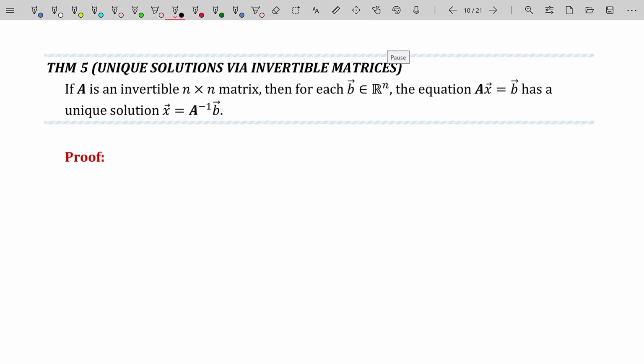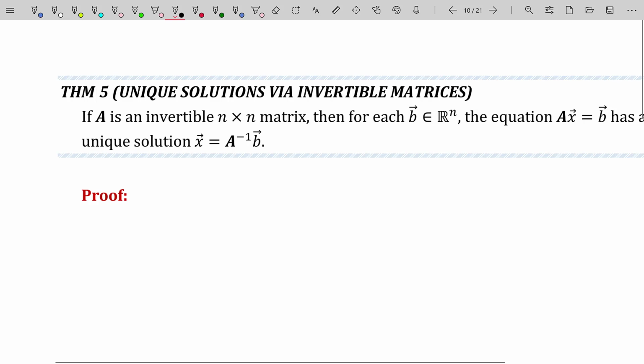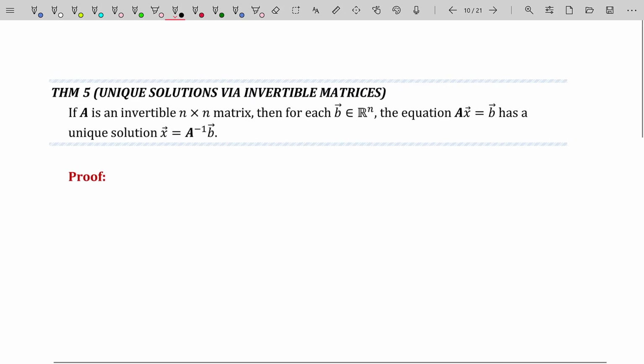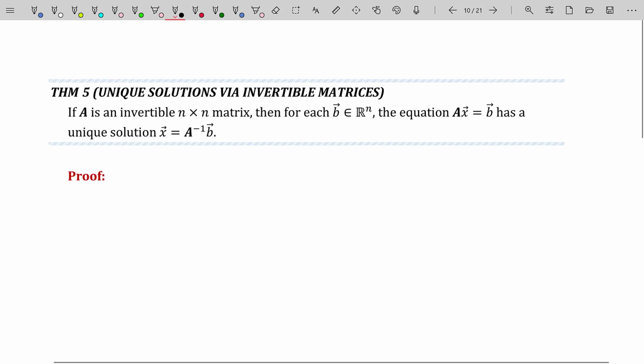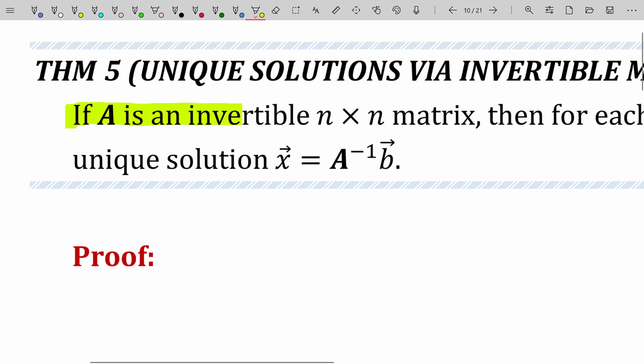So here we are at that theorem that allows us to prove the second half of Theorem 4. Notice this is Theorem 5, which occurs after Theorem 4, but what are you going to do, right? So here's the theorem, unique solutions via invertible matrices. Really a very powerful theorem. And it states the following. If A is an invertible square matrix, which by the way, all invertible matrices have to be square, so that little n by n piece there is kind of redundant.